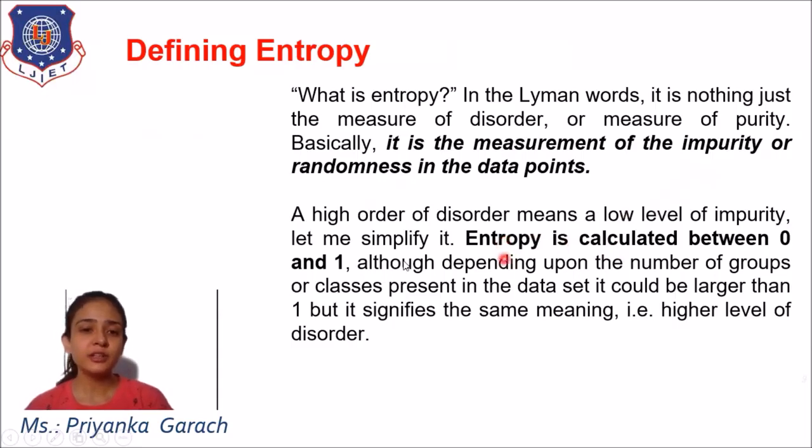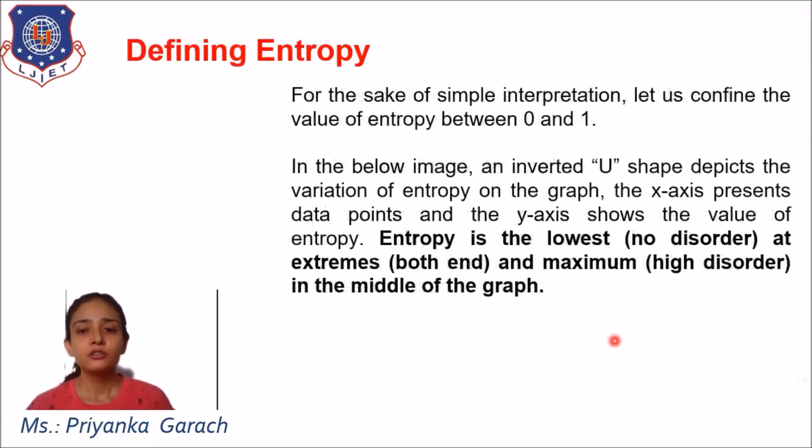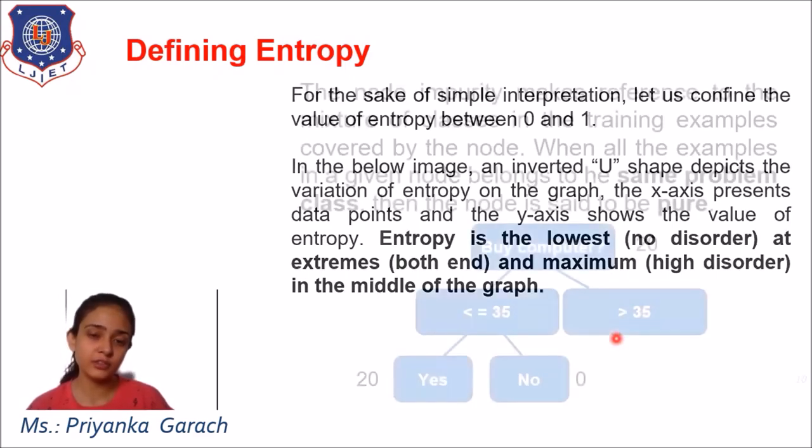Entropy is calculated between the values 0 and 1. Although, depending upon the number of groups or classes present in the data set, sometimes it could be larger than 1, it signifies the same meaning: the higher the value of the entropy, the higher the level of disorder. So entropy is lowest for no disorder, at the extremes, that is at both ends, and maximum, that is high disorder, in the middle of the graph.